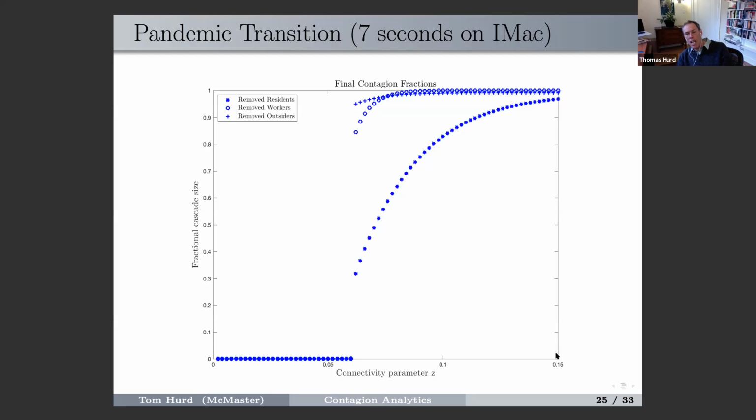Imagine that we've arranged that the network is out here, that the infectivity parameter Z is 0.15. It means that at the end of the pandemic, everybody, including the residents and the workers, gets the disease. This is the final contagion fractions of everybody who is eventually removed and has recovered, meaning they actually had the disease. And you see the remarkable thing: if we had been able to make the Z parameter as low as 0.06, we would see that the disease didn't start in the first place.